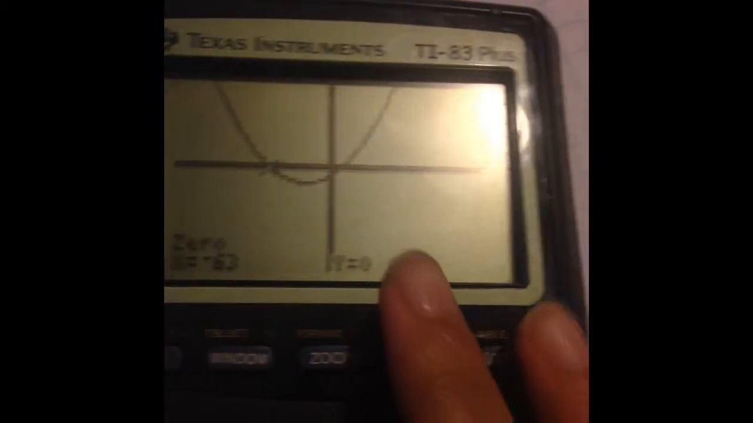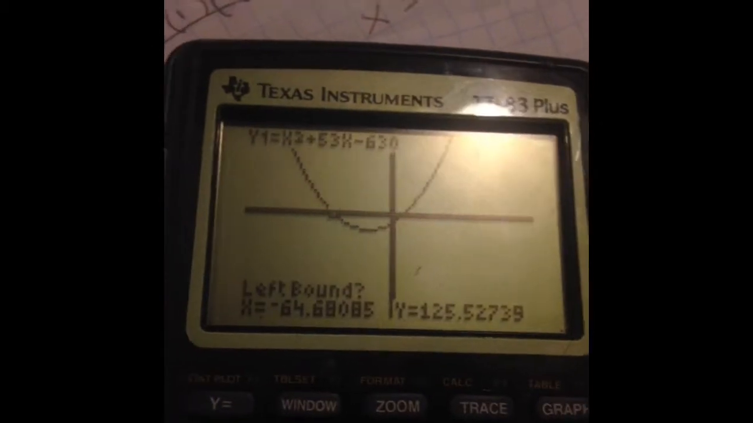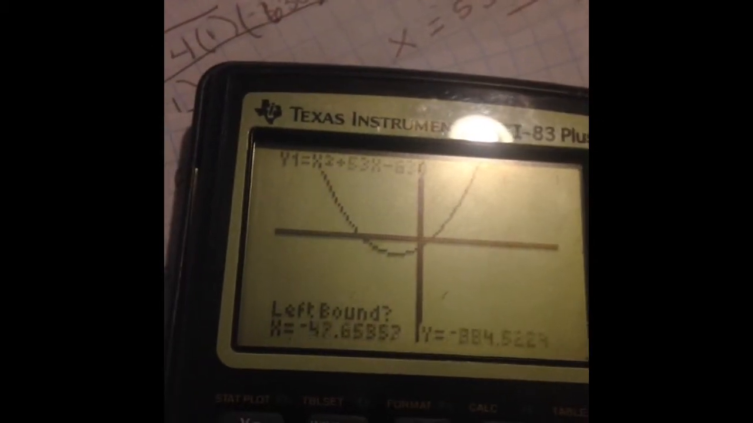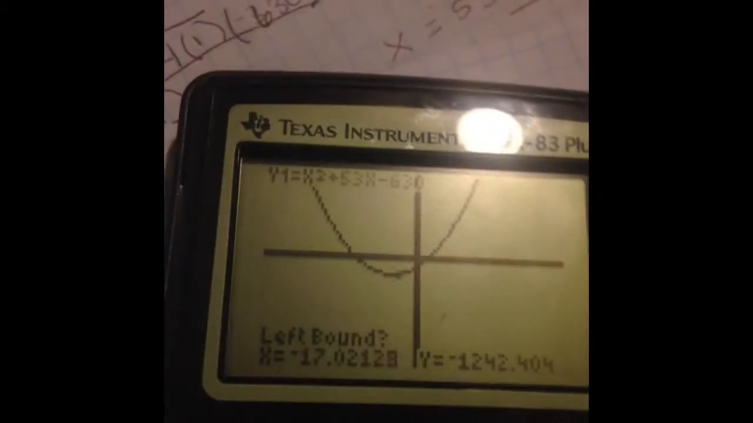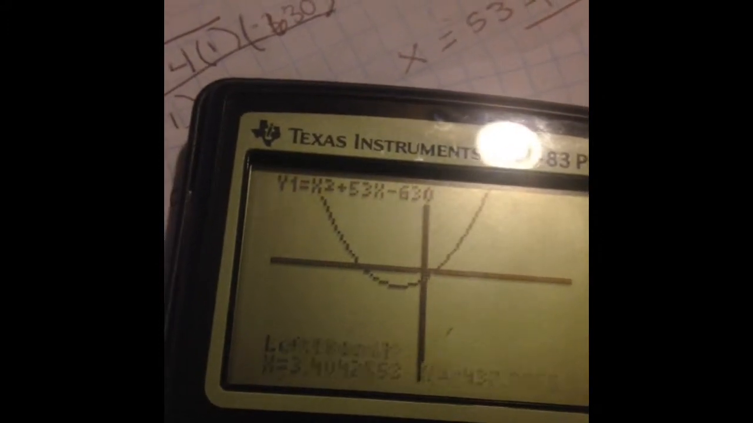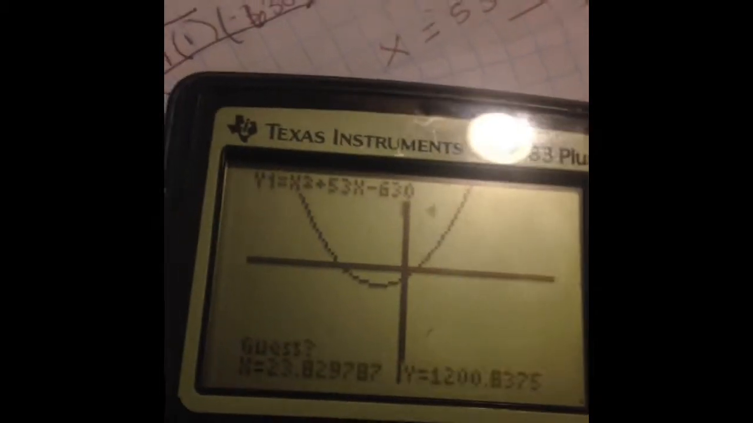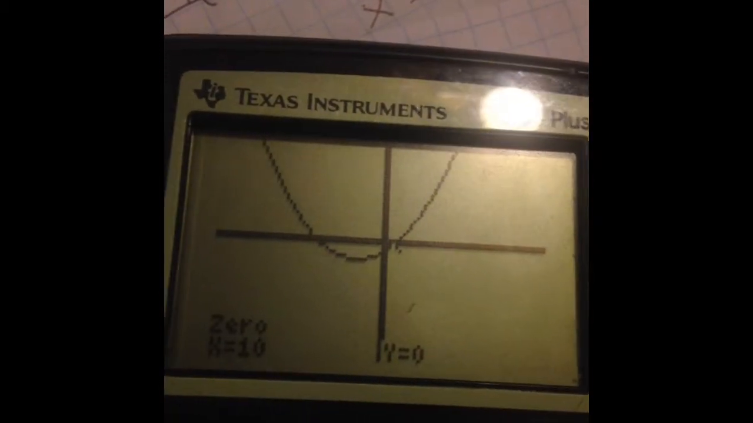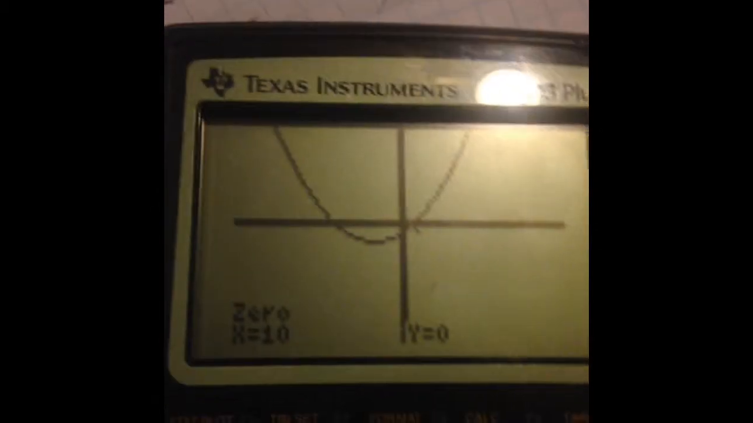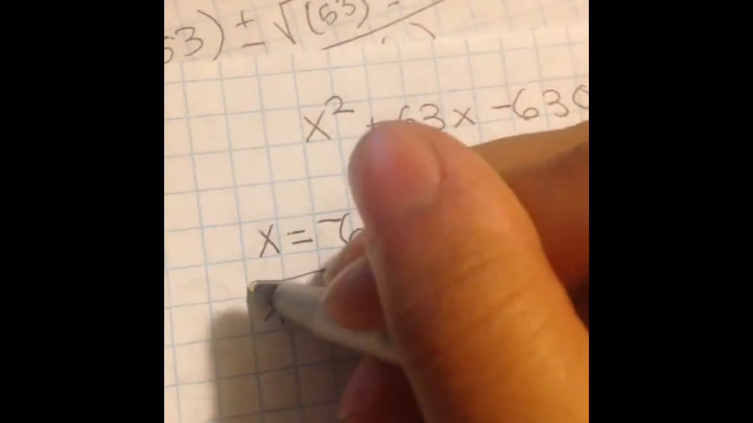Next, we're going to hit second trace again, go down to 0, and it says left bound yet again. We're going to go to the left of the other x-intercept. We hit enter, go to the right, hit enter, and it's going to guess. Now it gives us x equals 10. So we got x equals negative 63 and x equals 10, and we have our answers. Those are some of the many ways you can solve quadratics.